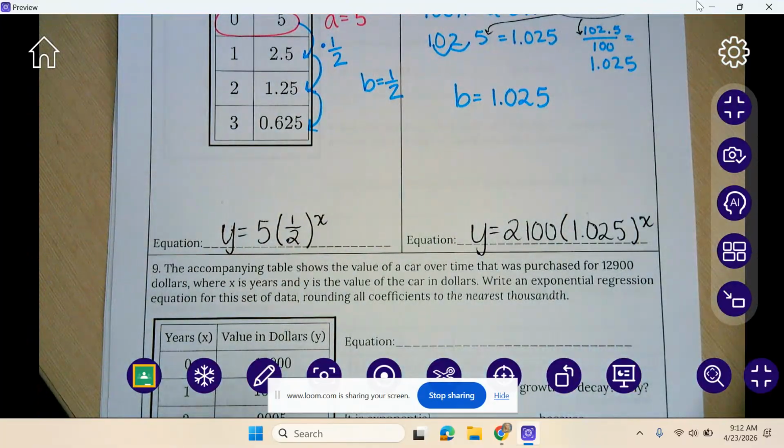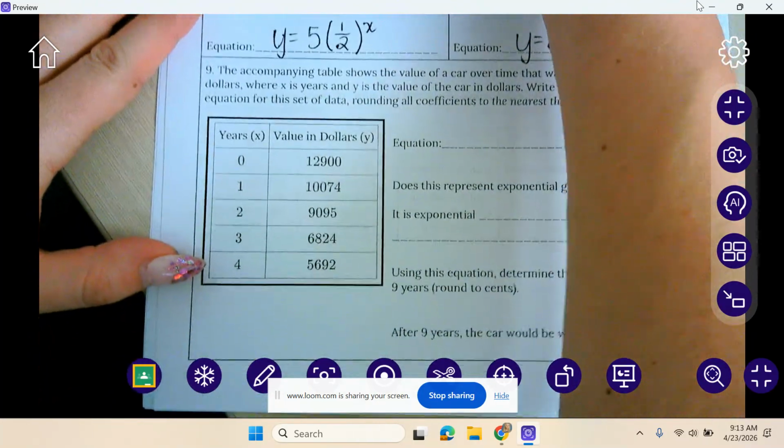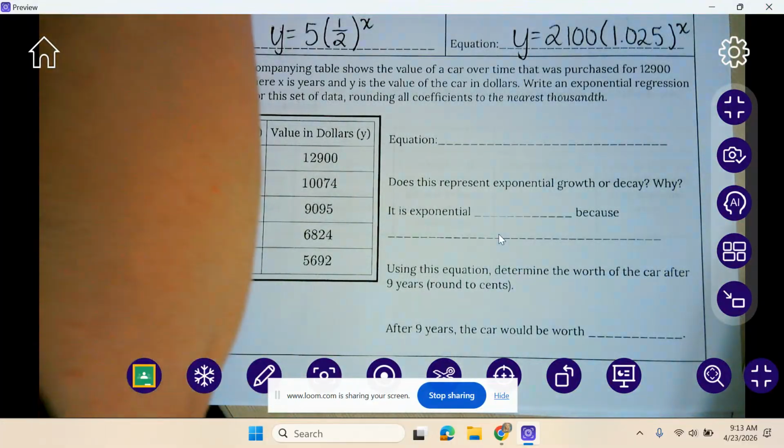Okay, so I'm going to start reading number 9. The accompanying table shows the value of a car over time that was purchased for $12,900. X is the years, Y is the value of the car in dollars. Write an exponential regression equation for this set of data, rounding all coefficients to the nearest thousandth. Okay, that's 3 decimal places. So what I need to do is place this table inside of Desmos. So I'm going to go to my Desmos.